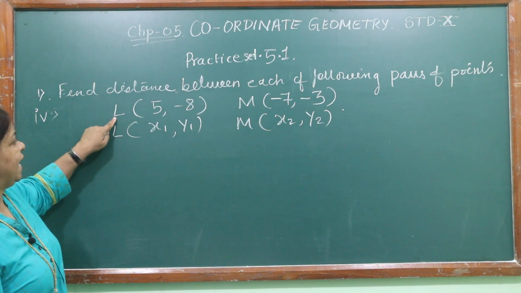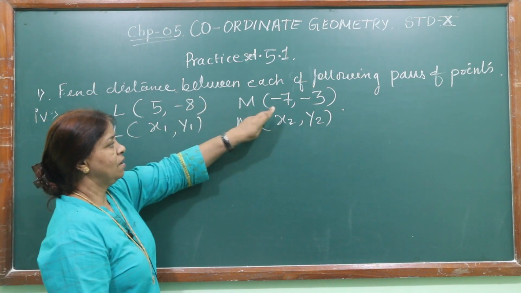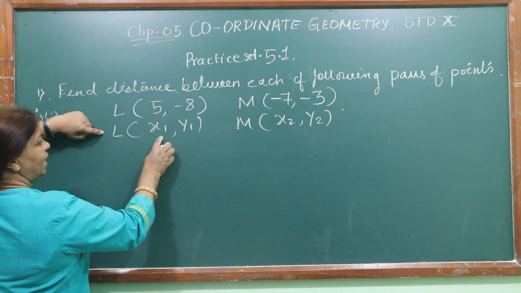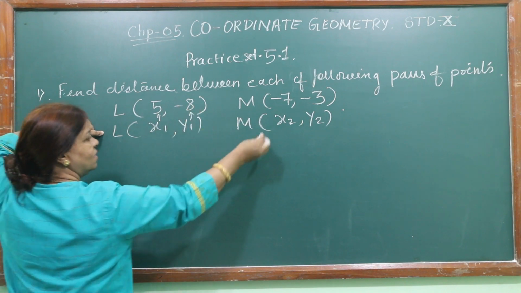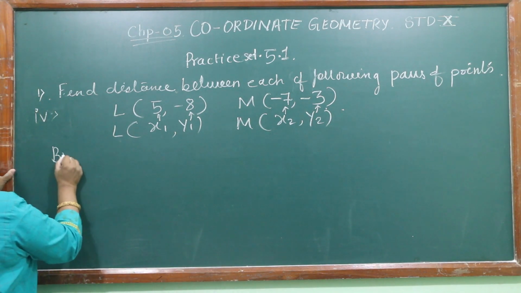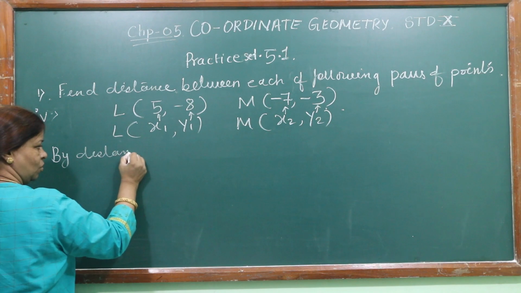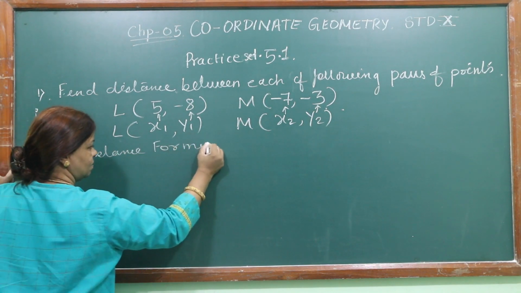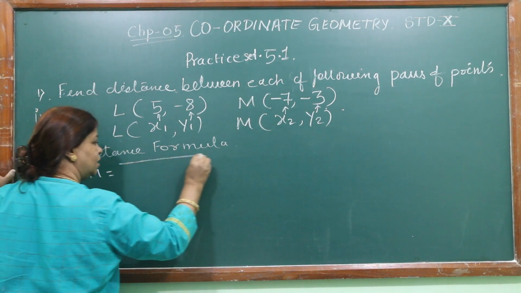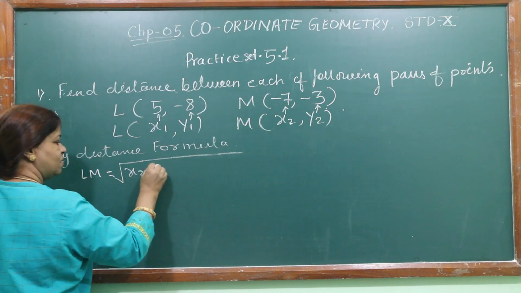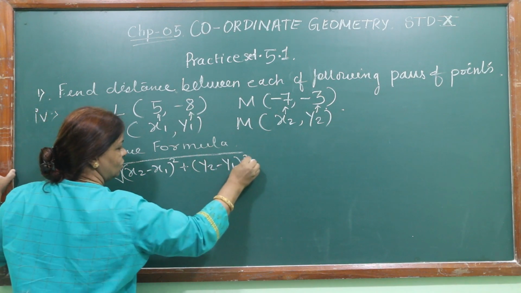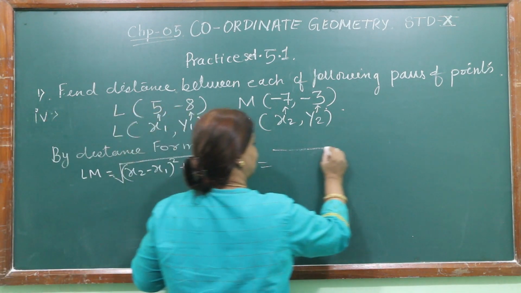Question 4: L (5, minus 8), M (minus 7, minus 3). So I have already written here, assuming L is x1, y1 and M is x2, y2. We need to find out by the distance formula. Yes, by now you must be knowing the formula, children. LM is equal to under the root, x2 minus x1 the whole square plus y2 minus y1 the whole square. Now we will have to place the values.